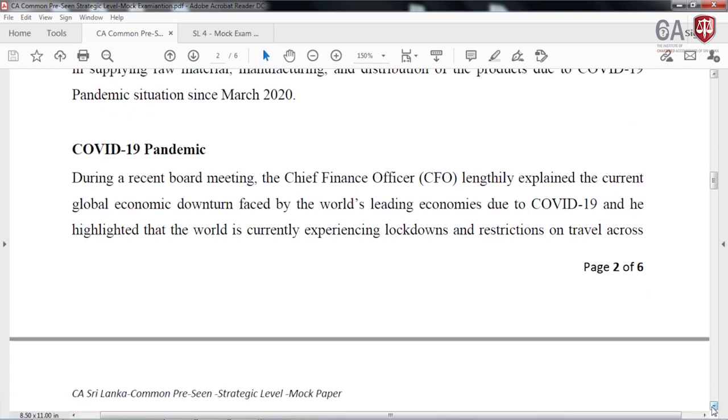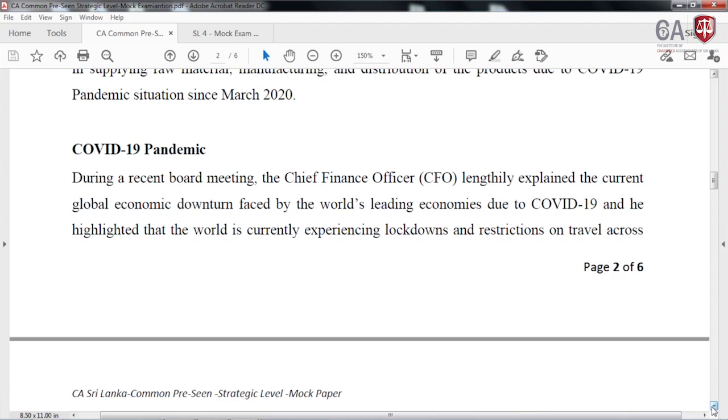During a recent board meeting, the chief finance officer lengthily explained the current global economic downturn faced by the world's leading economies due to COVID-19. That's true, no? I think yesterday I saw a news article. Fitch Ratings has downgraded Sri Lanka to CCC standard. That is a very risky situation for Sri Lanka. So, many economies are struggling.